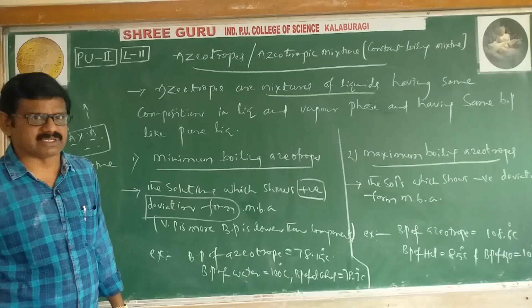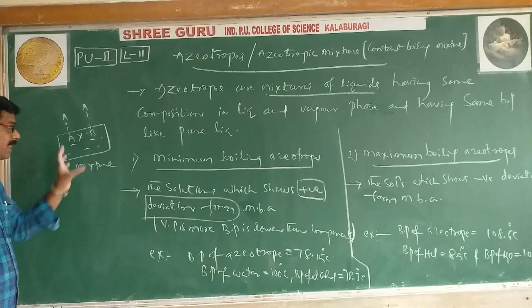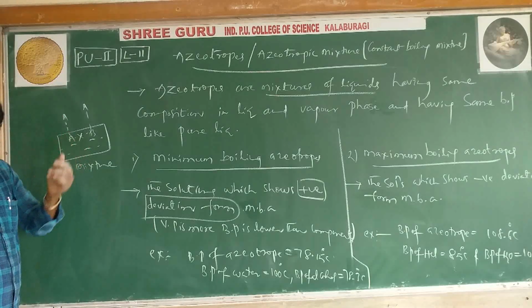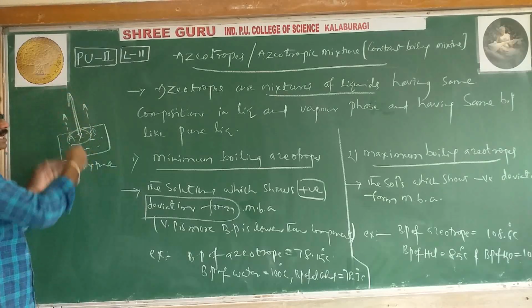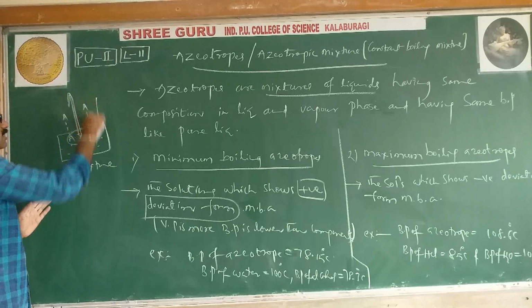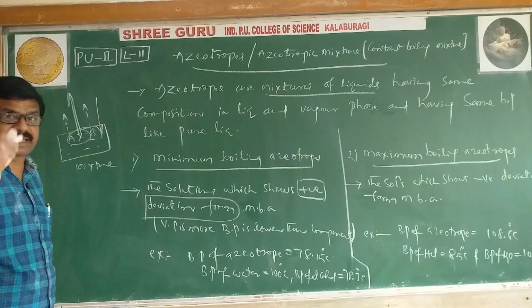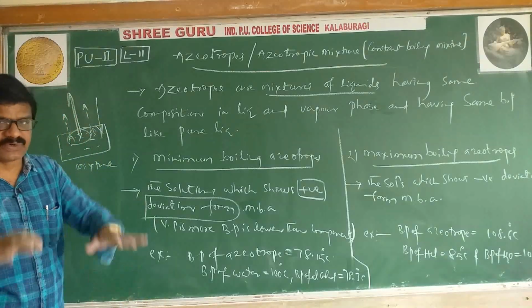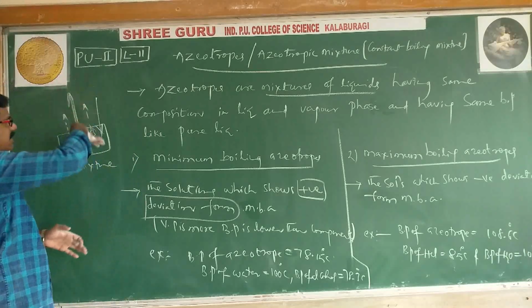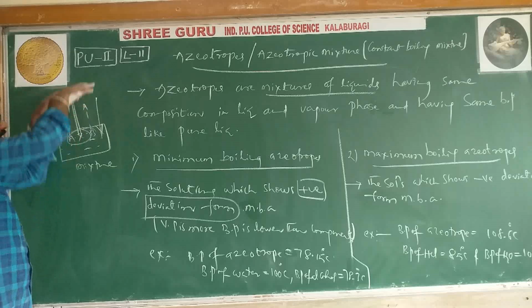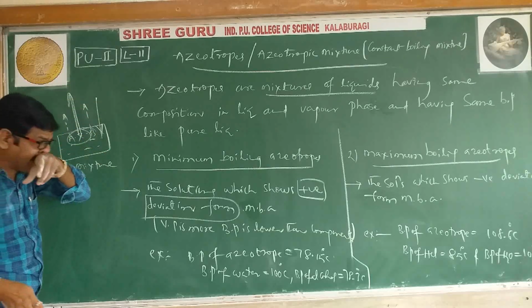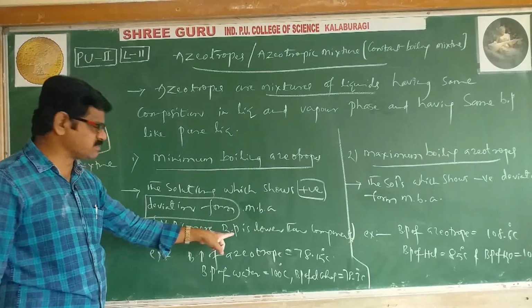Let's discuss examples. Okay, before that, the properties of minimum boiling azeotropes. If you see here, they are vaporizing easily. If they are vaporizing easily, automatically vapor pressure is more. Because if you take it in a closed container, vapor pressure is more. Why is vapor pressure more? Because vaporization is more, vapor pressure is also more. That is what we have written here: vapor pressure is more.